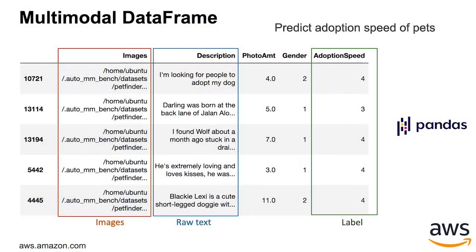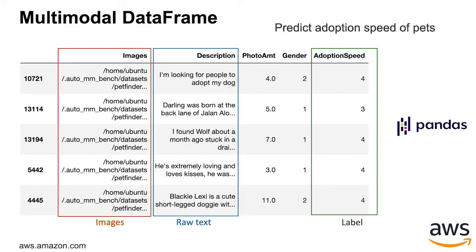For using AutoGluon to build models, the first step is to prepare the multimodal data into this multimodal DataFrame format. Here is an example from a pet adoption speed dataset. The goal is to predict the adoption speed of the pets, and the speed of adoption is related to multiple features.